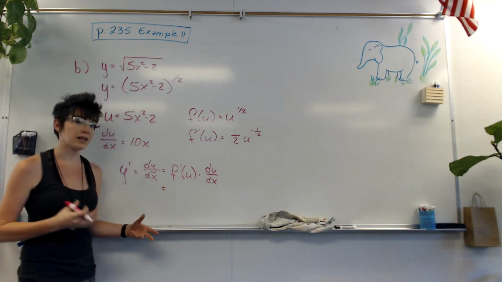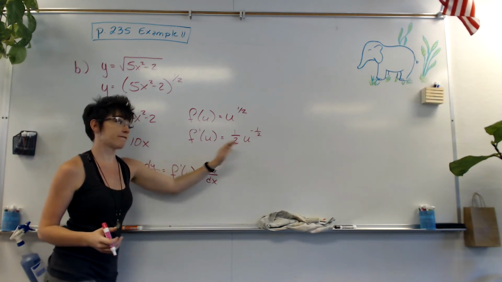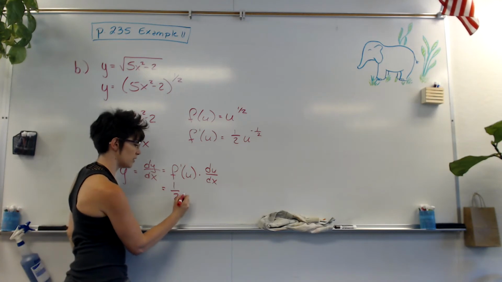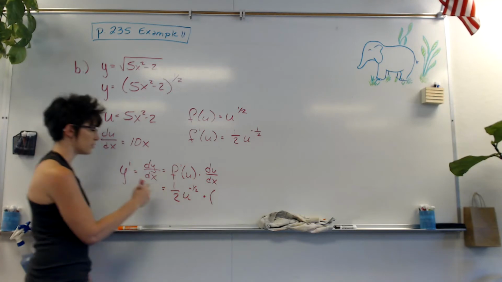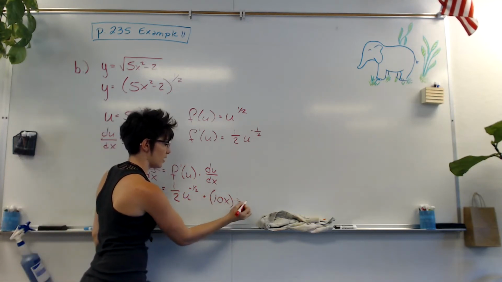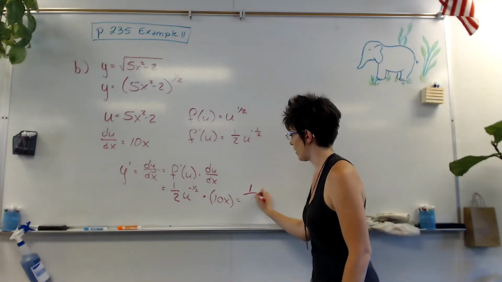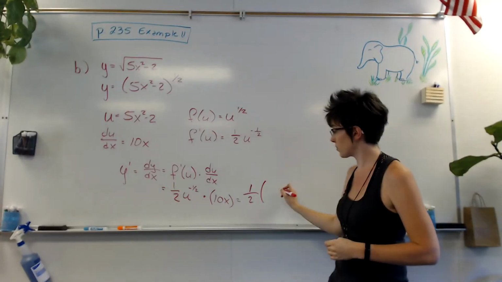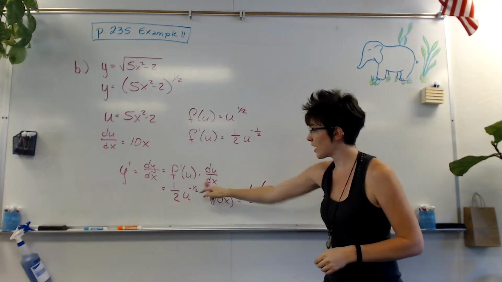And again, in our last example, I pointed out how that inner function on the first step of the derivative does not change. So it's 1/2 u to the negative 1/2 power times the derivative of the inner, which is 10x. And when I back substitute, it's going to look like 1/2 times u, which is 5x squared minus 2, to the negative 1/2 power.